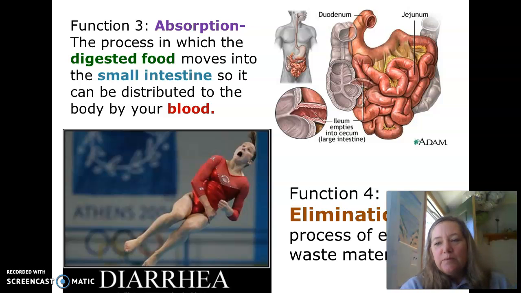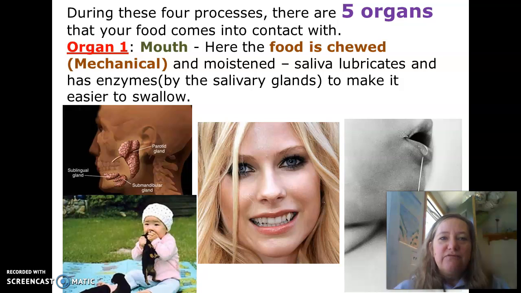So if you ever have a problem with anything along your digestive gastrointestinal tract, you would need to see a GI doctor. During these 4 processes, these are the 5 main organs you'll come in contact with. The first one is the mouth. Here food is chewed, moistened, and saliva lubricates it. And in that saliva, there are special enzymes made by the salivary glands to make it easier to swallow.